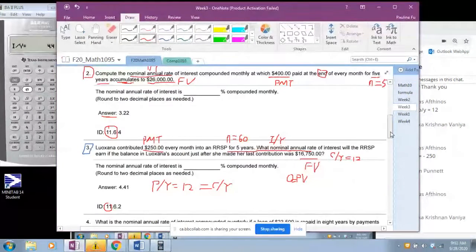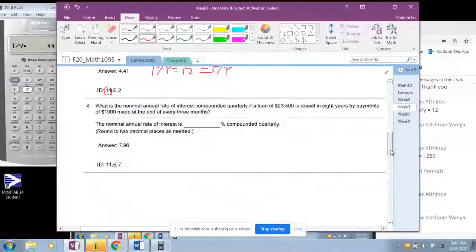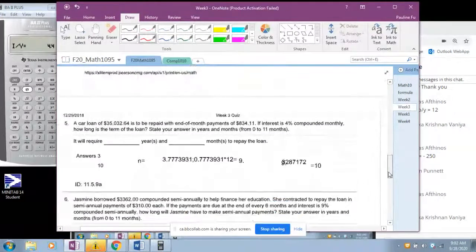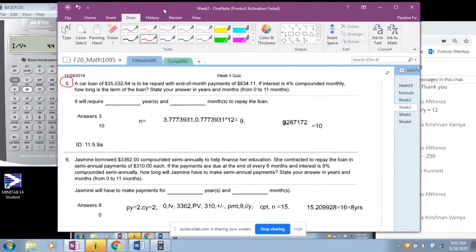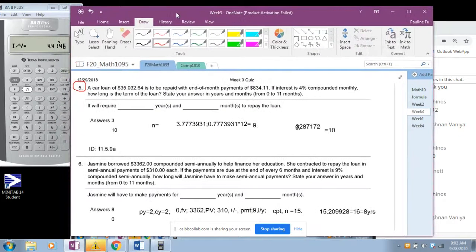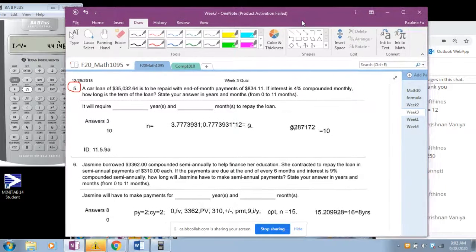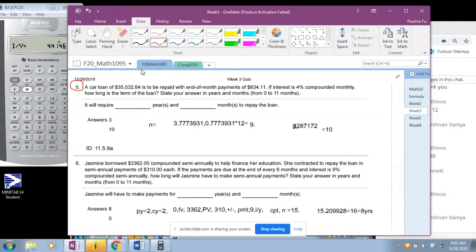Okay, one more question. This is interest. Now we are going to do question 5. Calculate term. We just use the calculator because it is easy. You could use the formula. Remember question 1, I gave you the formula. So let's read this question together.